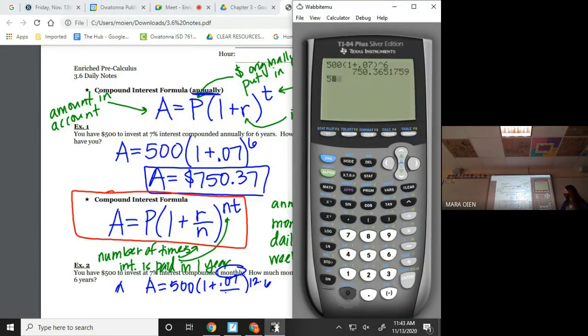When I type that into my calculator, if you have an older calculator like mine, you have to put that into parentheses. If you have the newer ones where it jumps up to that exponent, then you can do that. And we get 760.05. Okay.